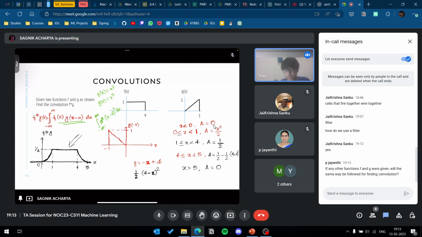So here also, if you want to, then you can use that. But in this case, the functions made some very simple figures on the Cartesian plane, so it was easy to do this area method.